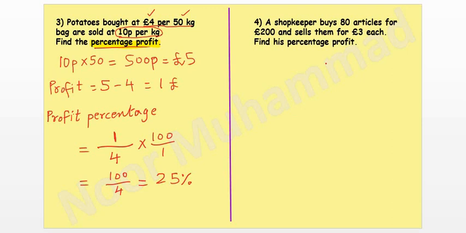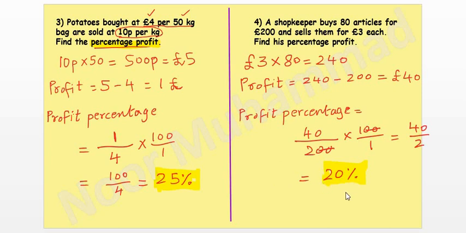The next question is the same idea. Solve it on your own. So here is the answer, students. The percentage profit is 20%. Remember, here he sold 3 pounds for each article. So first you will multiply 3 by 80, because the total articles are 80. So the total price will become 240. Right? Then to find the profit, you will subtract 200 from 240, it's 40. So the next steps are exactly the same as this.